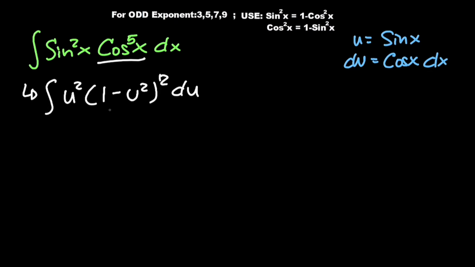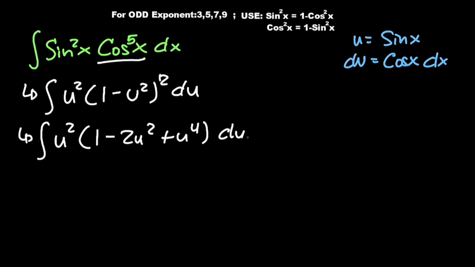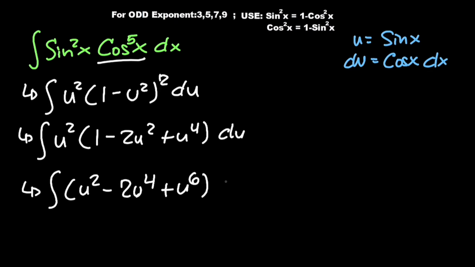So first, let us expand this. So this would be u to the power of 2 multiplied by 1 minus 2u squared plus u to the power of 4 of du. And distribute u squared into this. So this would be integral of u squared minus 2u to the power of 4 plus u to the power of 6 of du.